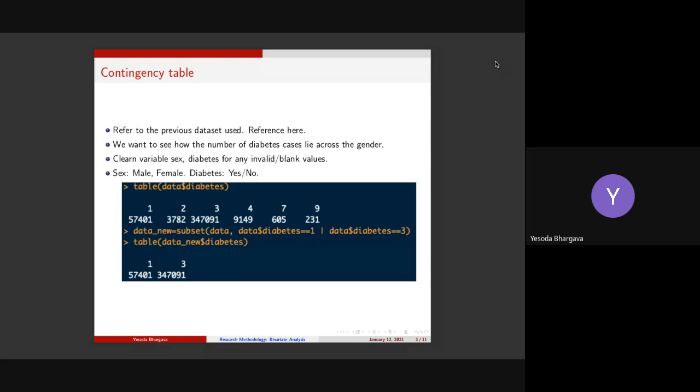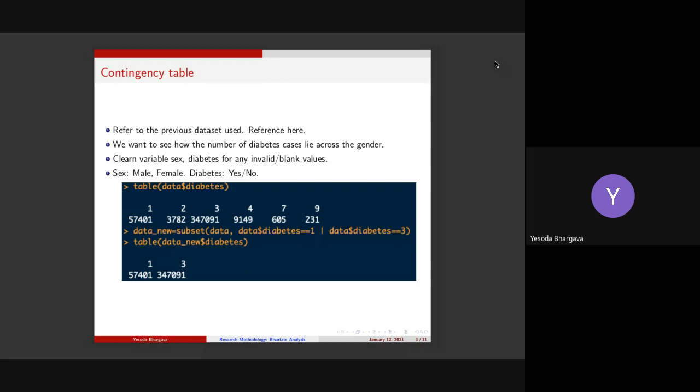Now, a very simple example: if in my data set I have people who have a certain disease, yes or no, and then there is gender, male and female. I want to see how many males have that disease, how many females have that disease, and what is the percentage of males. So out of all the males, what percentage have that disease? Out of all the females, what percentage have that disease? That is why we use a contingency table.